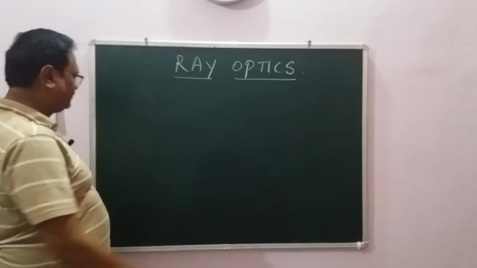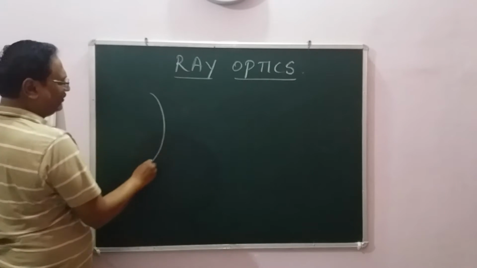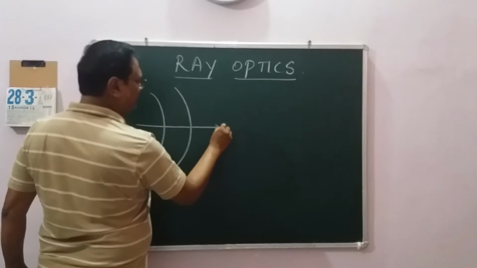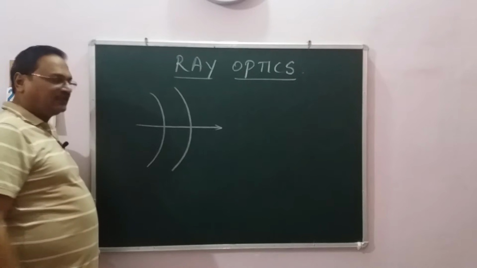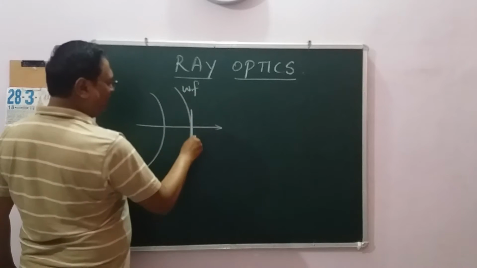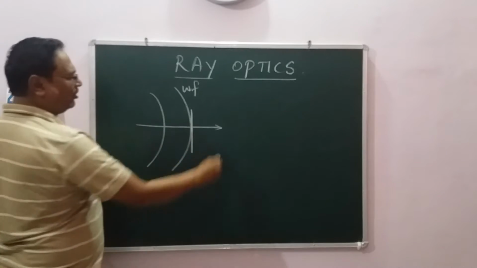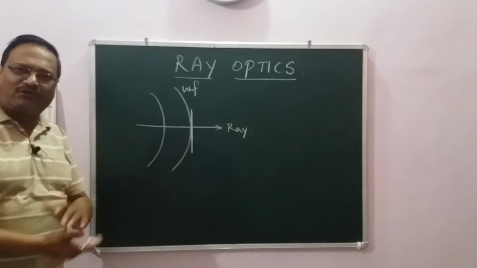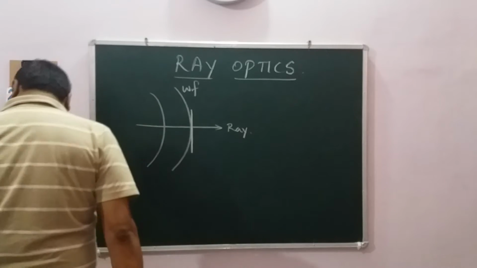In ray optics, we talk about wave fronts. The normal to the wave front is called a ray. See, this is the wave front and the perpendicular drawn to that wave front is called a ray. So in ray optics, we will take certain concepts and study about them.